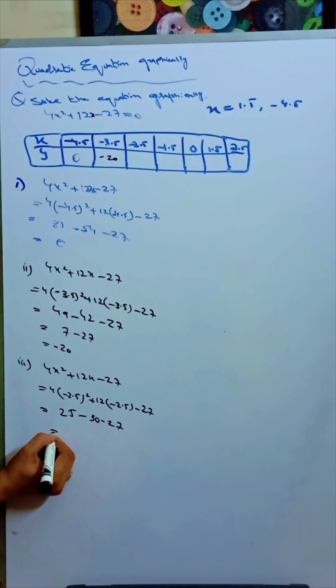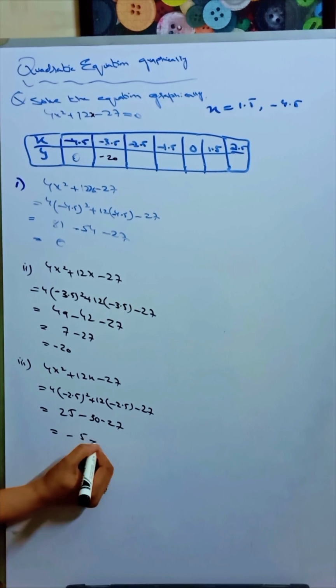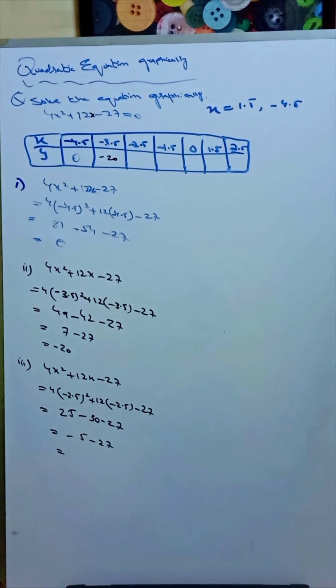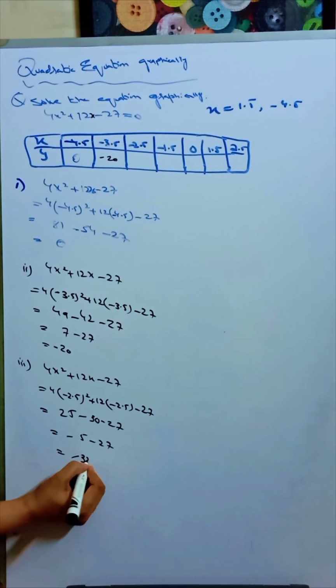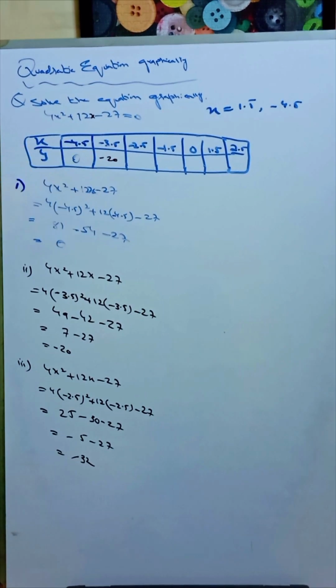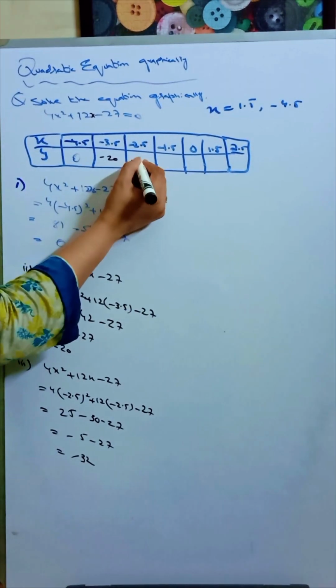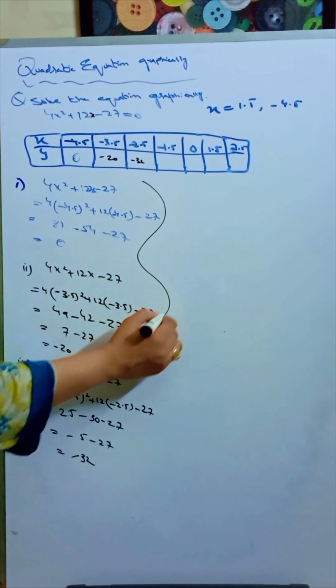Minus 27. It becomes minus 5 minus 27, so it becomes minus 32. So at x equal to minus 2.5, the value of y is minus 32. Alright, I hope it's clear.